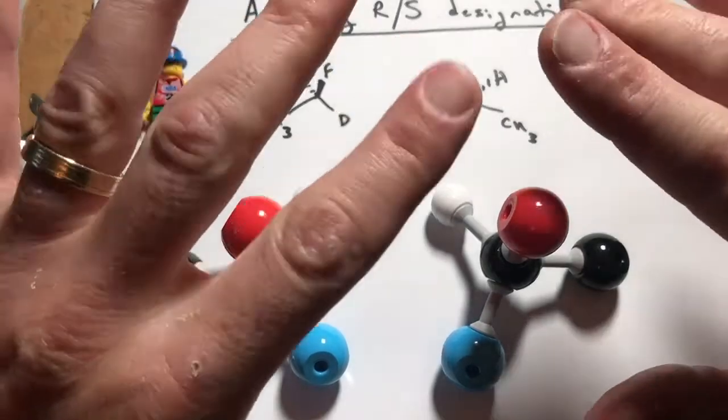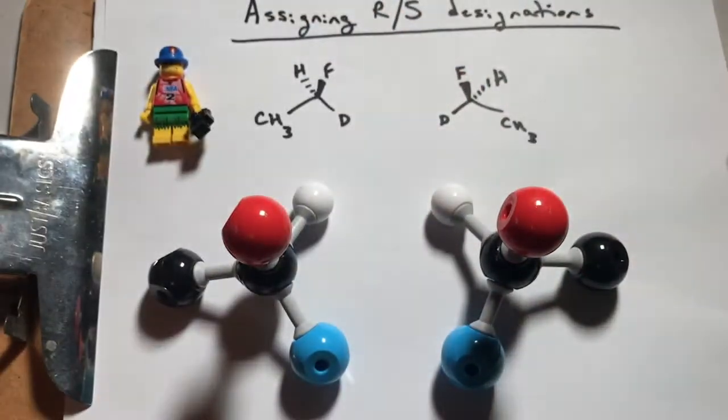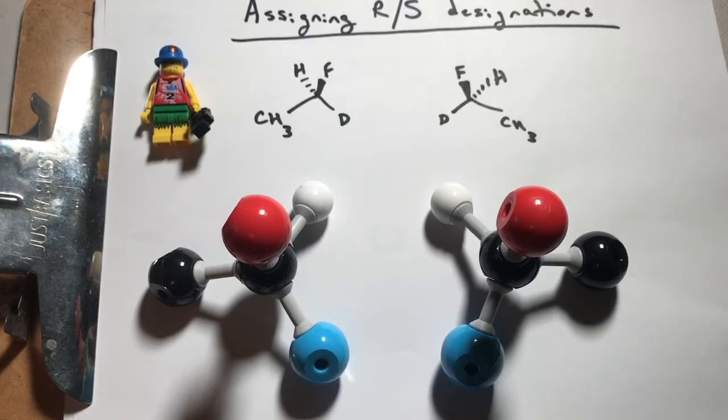All right, here's another Sasquatch Hands video for you. We are going to be assigning R and S designations to different stereoisomers. So make sure that you view the previous video lecture that was all about enantiomers and stereochemistry and chirality, because we're going to be building on a lot of those ideas today.